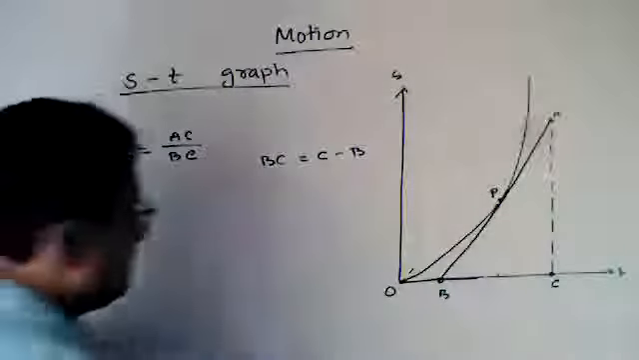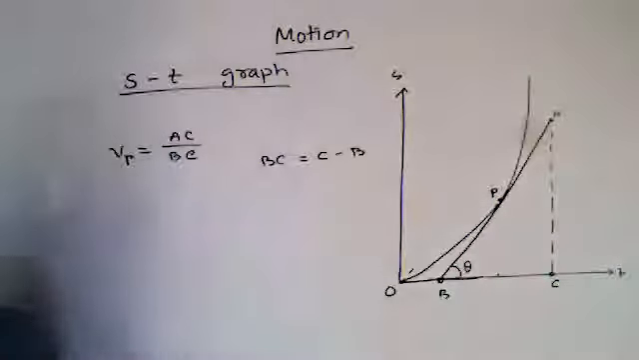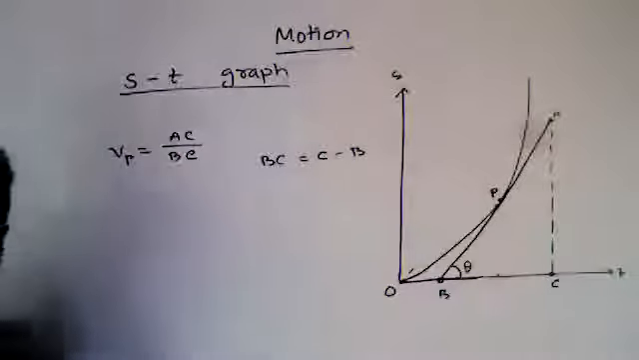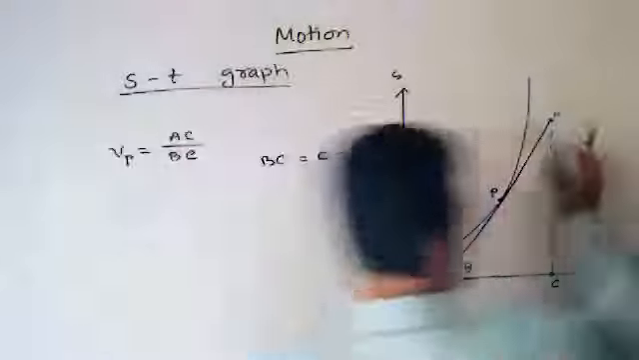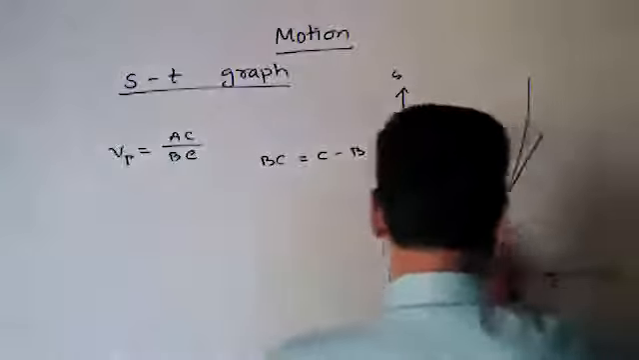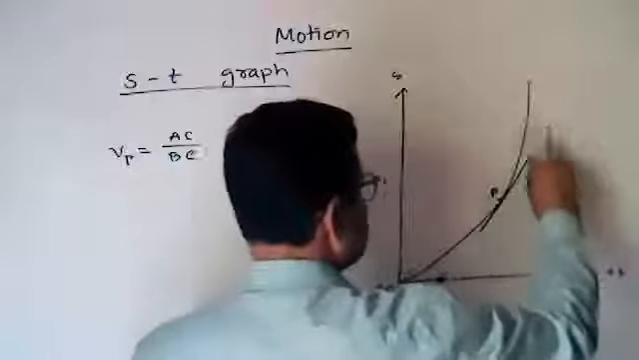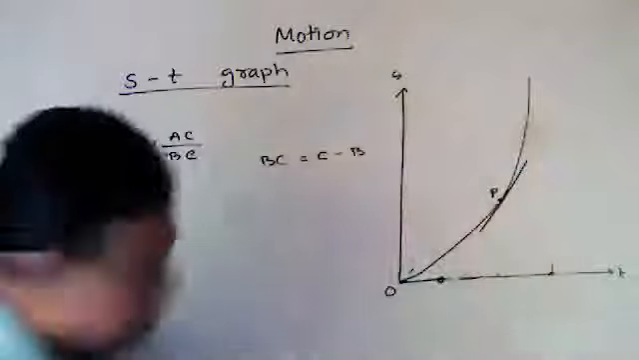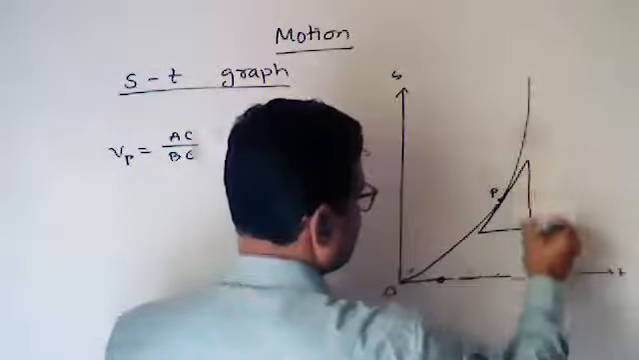On the other hand, if this angle is given, then you can determine the velocity by using the tangent slope equation, m equals tan theta. If you cannot draw a tangential, you can draw a small triangle by using this tangential. So this is the triangle.